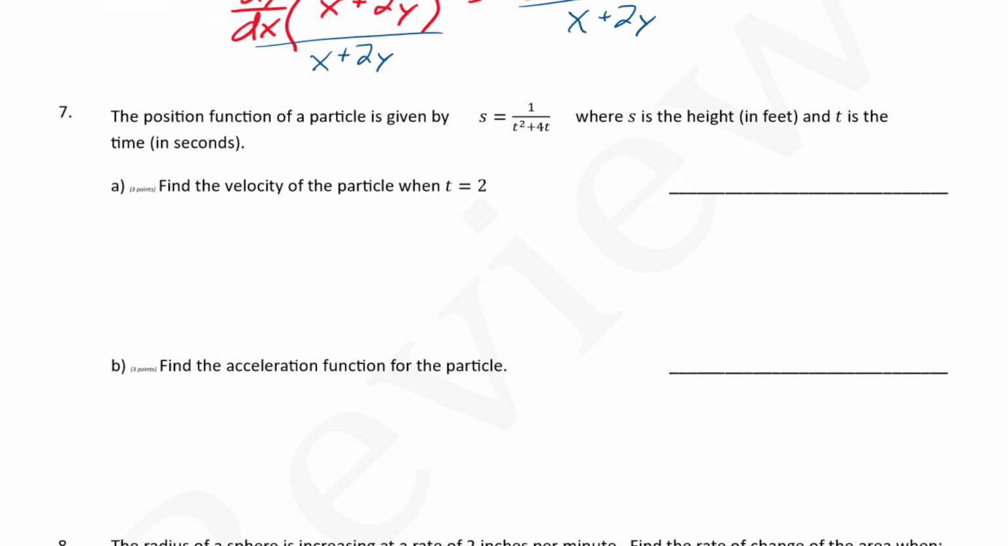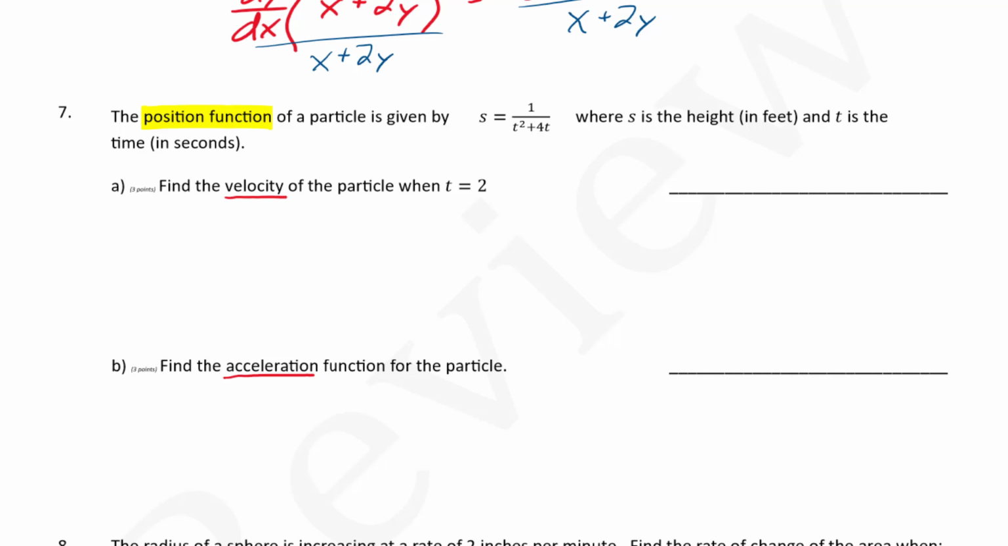Okay, moving on to number 7. This one's a little bit more of an application of derivatives problem. They're providing us with a position function. They're naming it s, and it wants us to identify a velocity at a specific moment and then just come up with what the acceleration function is. So my answer for part A is going to be more of a numerical answer, whereas my answer for part B, since it actually just wants the function, is likely going to still have t's all over the place.